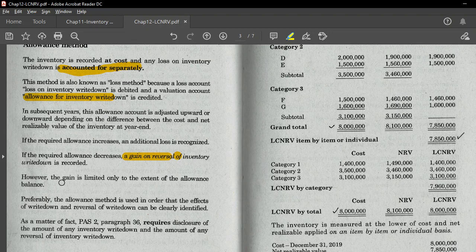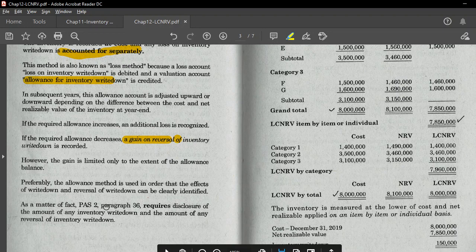10 lang man to originally ang allowance. Pagsakag 5, ayaw nagpasakaag more than 5 kasi 5 na lang din ang naiwan. Yun yung sabi niya na the gain is limited only to the extent of the allowance balance. Now, preferably, the allowance method is used. So, sama sa ato ang accounts receivable, preferably ang ato ang allowance method ato ang ginagamit.